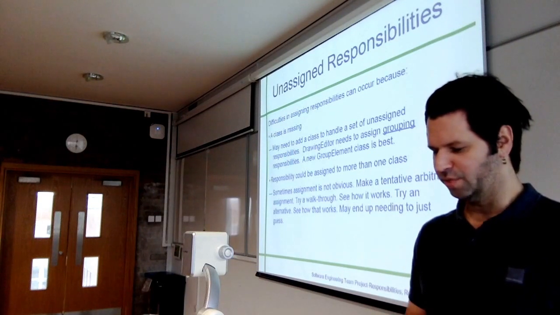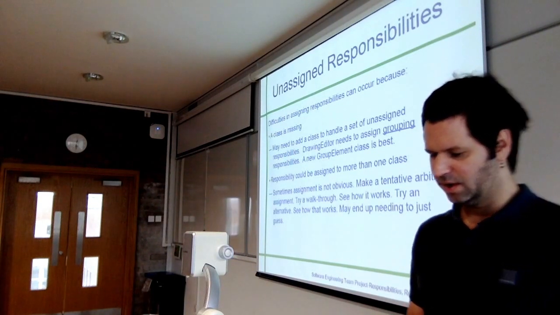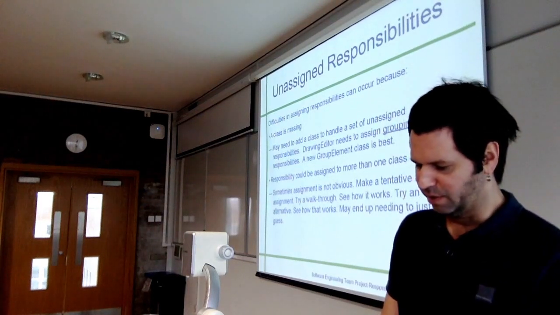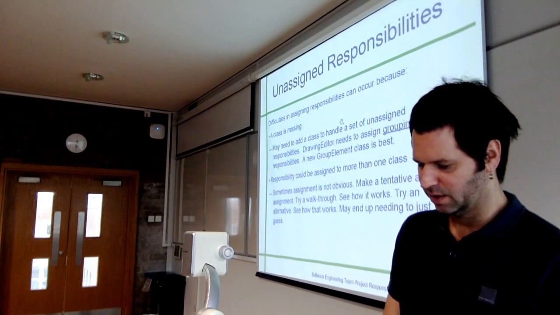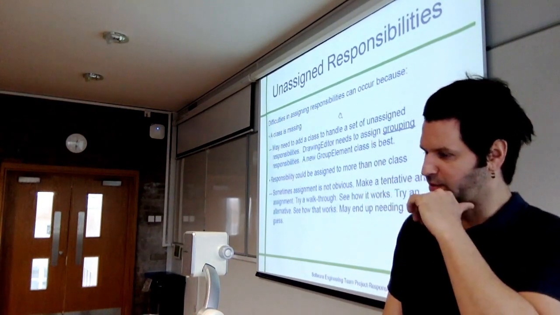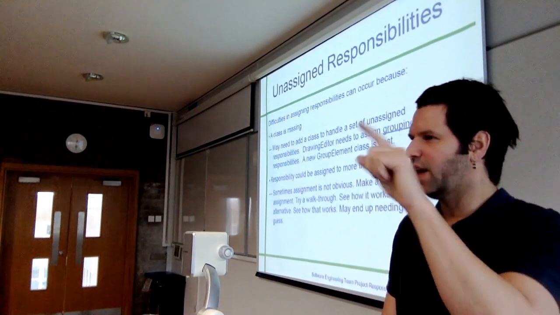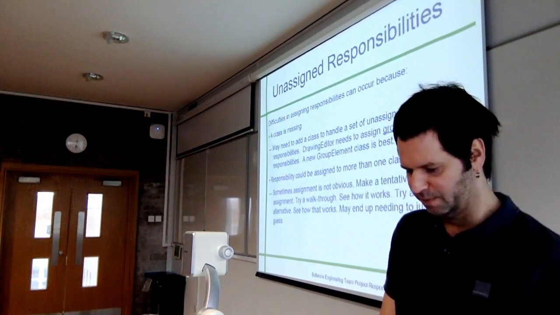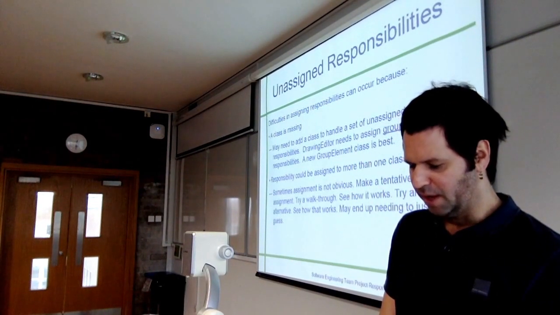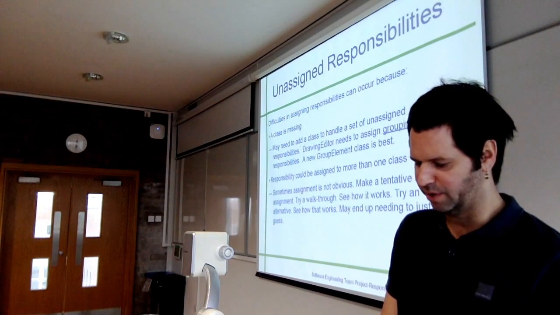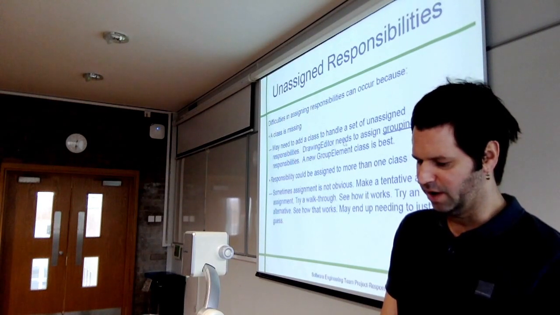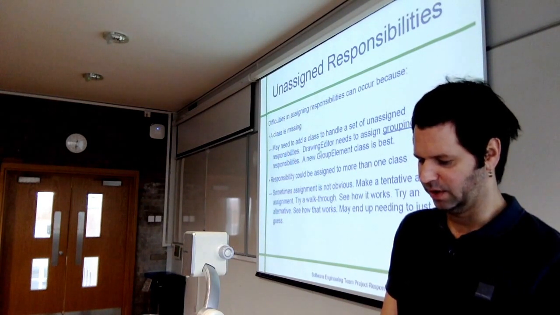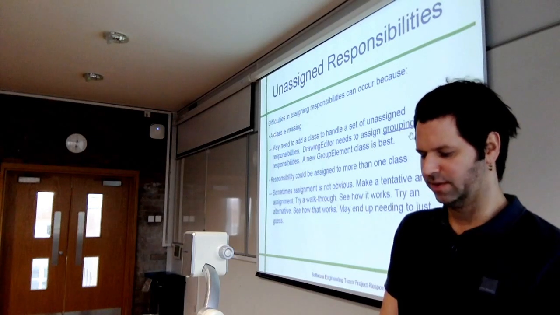So there could be some unassigned responsibilities. Difficulties in assigning responsibilities can occur if a class is missing. If we identify a list of responsibilities and we try to assign them to their classes and we can't figure out some, maybe there are implied objects and implied responsibilities. We may need to add a class to handle a set of unassigned responsibilities. For example, the drawing editor needs to assign grouping responsibilities. A new group element class is best.